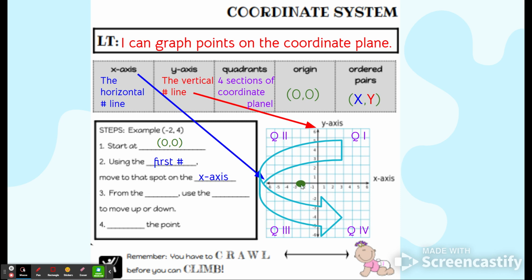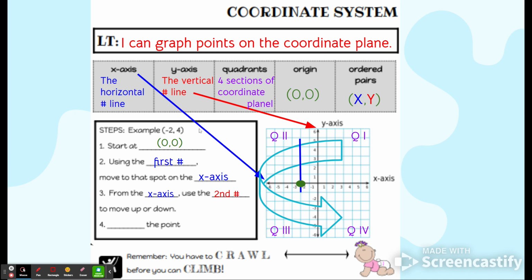So here's where we're at now. So we've used our x value. We've moved where we're at on our x-axis. Our third step is that from the x-axis where we're at right now, we need to use the second number, and here we have 4, to move up or down on the y-axis. So I put this little blue line to show we're going straight up and down because we have to stay at this -2 on the x-axis. We can't move from that. So we have to go up and down along this line.